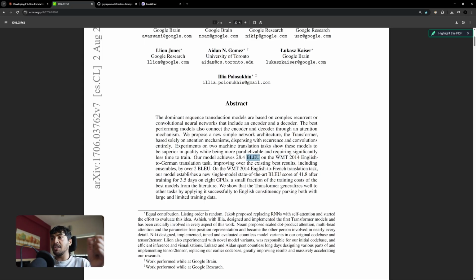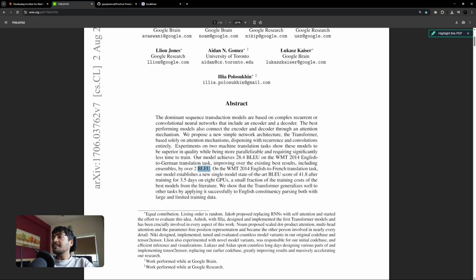BLEU is a benchmark on the WMT 2014 English to German translation task. I implore you to look up BLEU and how it is calculated. The equation itself is a bit complex, but if you try to think about it, how do you tell a machine that one translation is good or bad? Because for any given English sentence, I can have multiple German translations, right? So BLEU is a very innovative idea in my opinion, and you should have a look at that too.